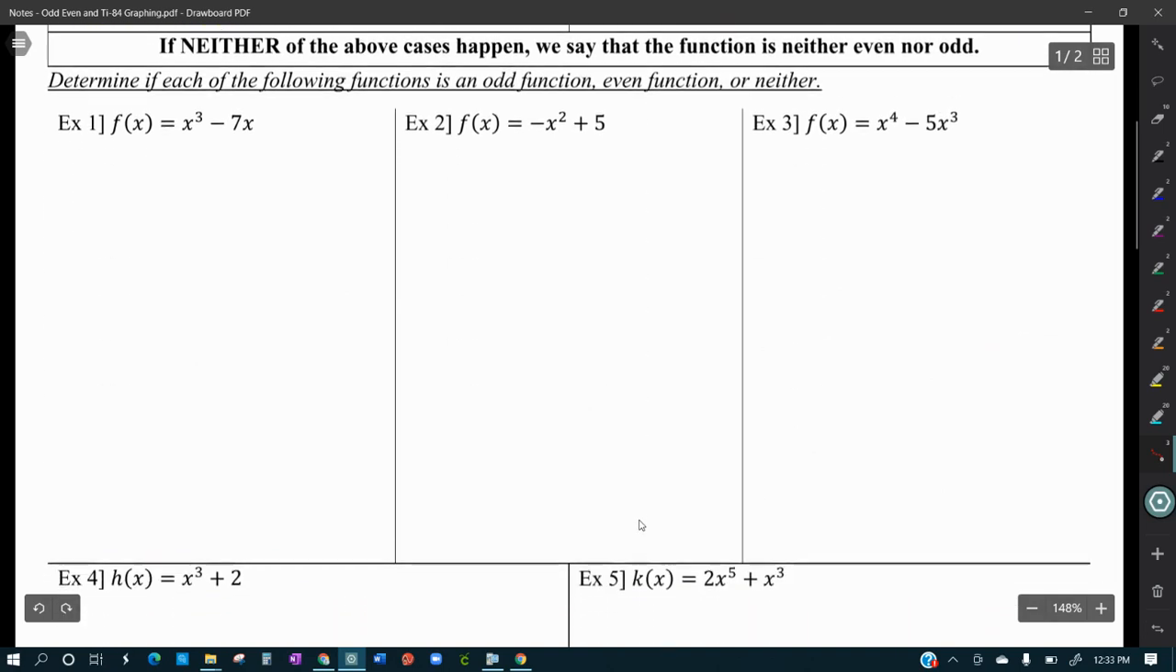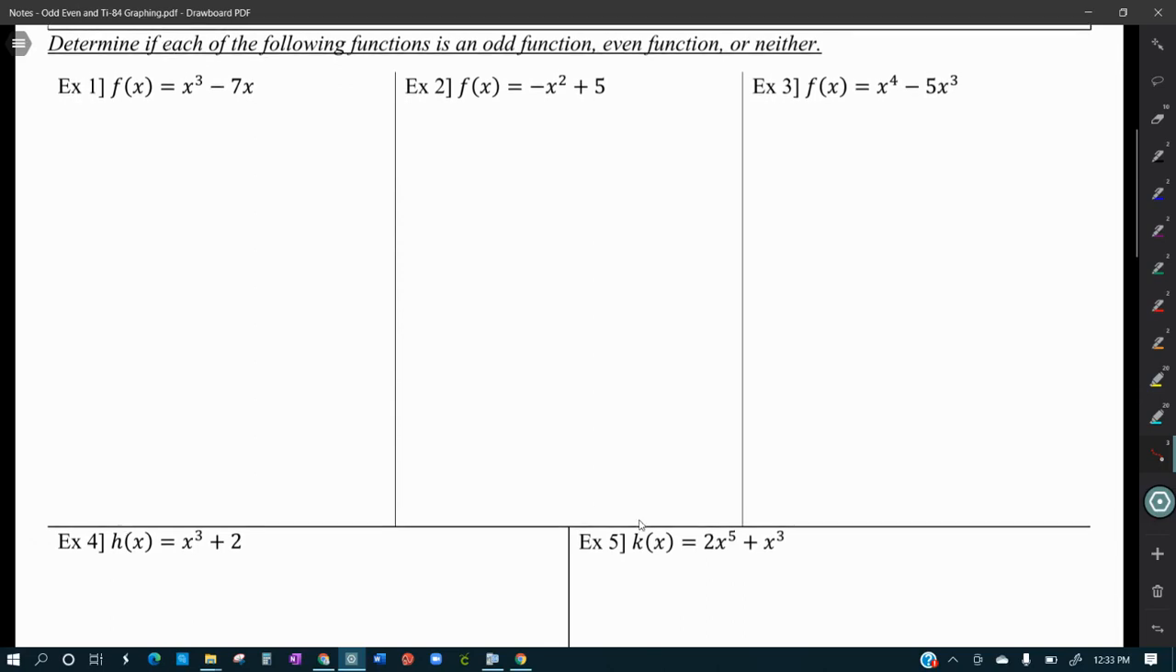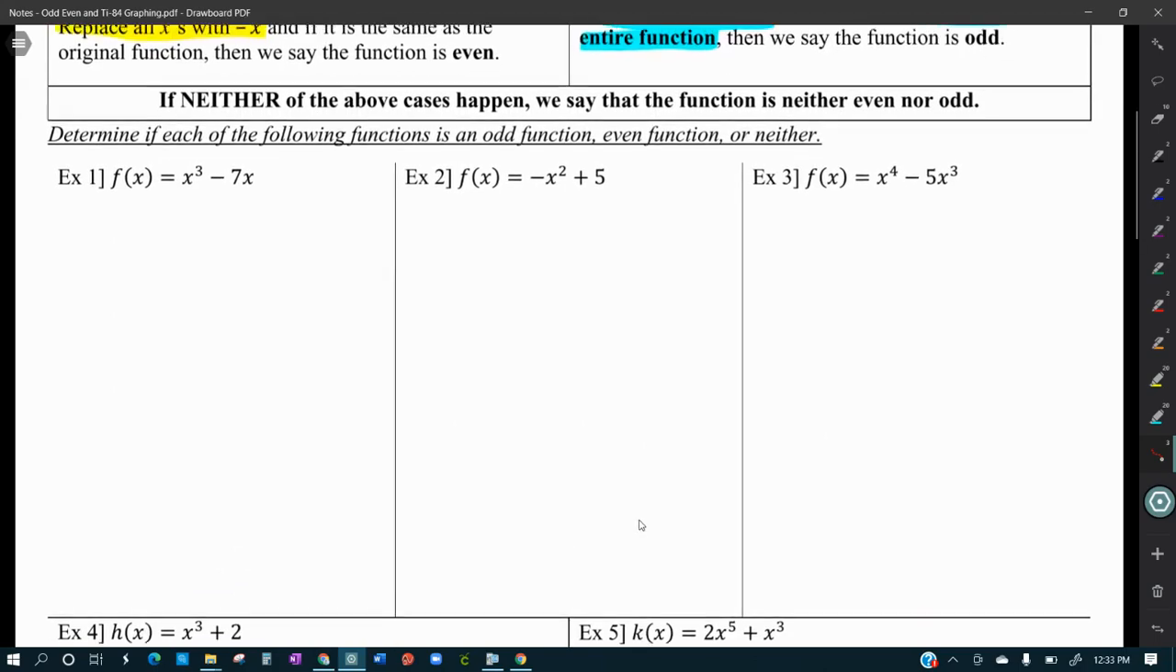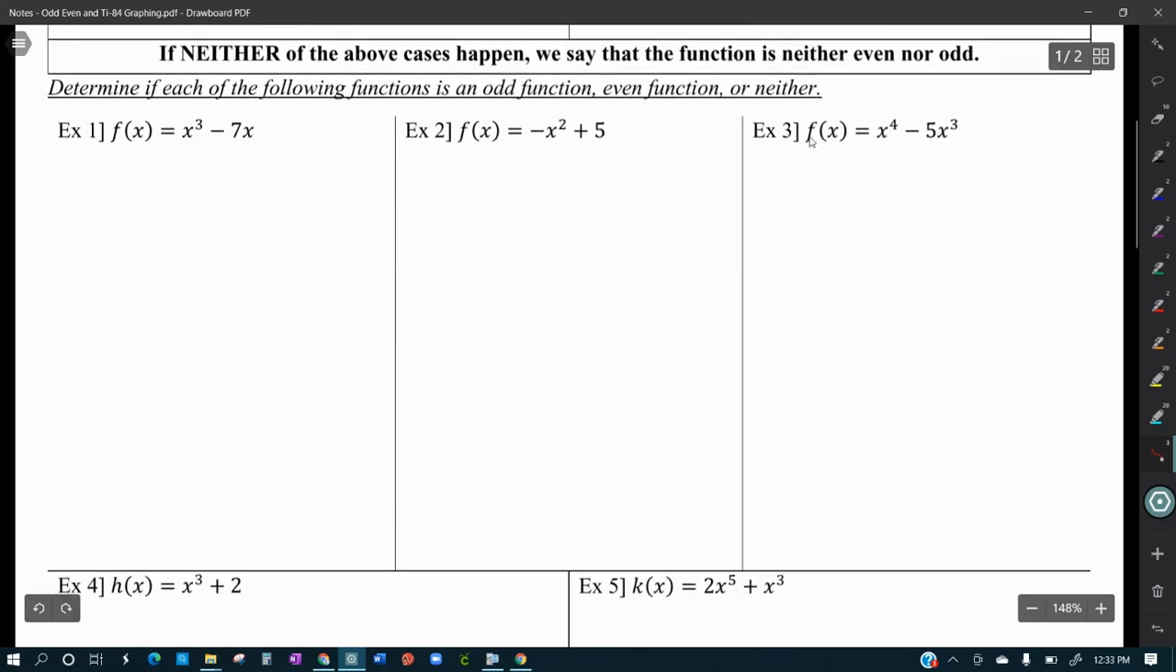What we're going to do is determine if each of the following functions is an odd function, even function, or neither. So number one, we're going to see if this is odd, even, or neither. We're going to check the two rules. If you look at the rules, let's think about this in a strategic way. On both rules, you need f of negative x. So the first thing I always check is if it's an even function. So the first thing we're going to do is check for even. We do that by setting the original function equal to f of negative x.